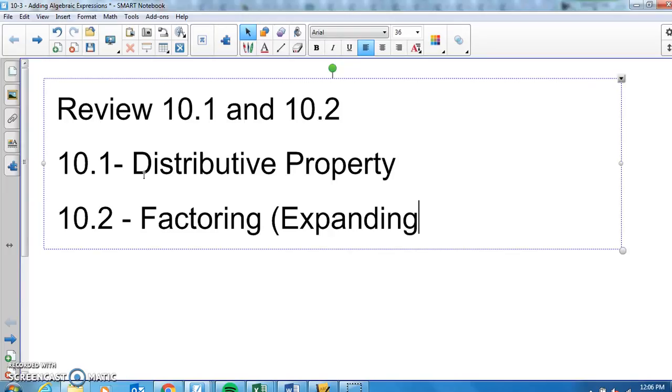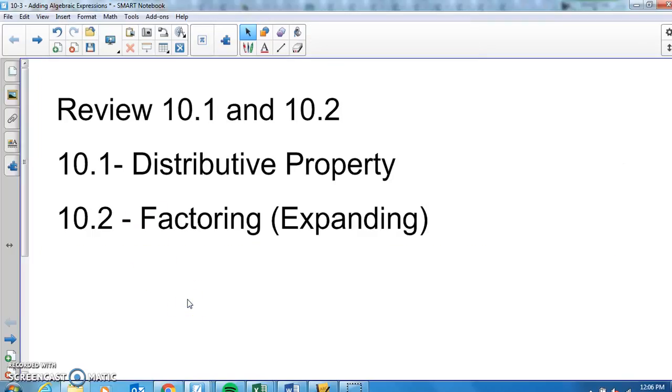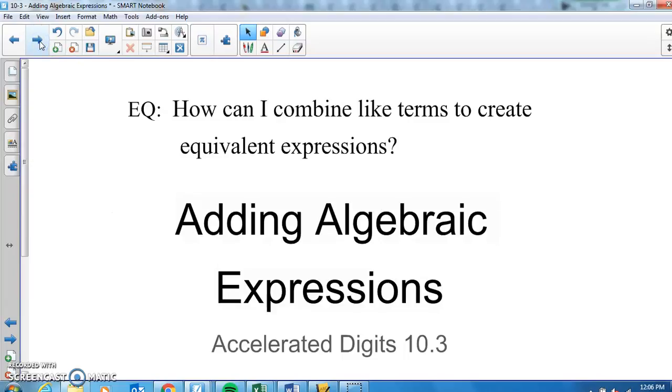Another word for factoring is expanding. So when you see the phrase expanding a problem or an expression, that means you're going to factor it. When you distribute, you're multiplying what's on the outside of the parentheses by every term on the inside of the parentheses. So that leads us now into 10.3.